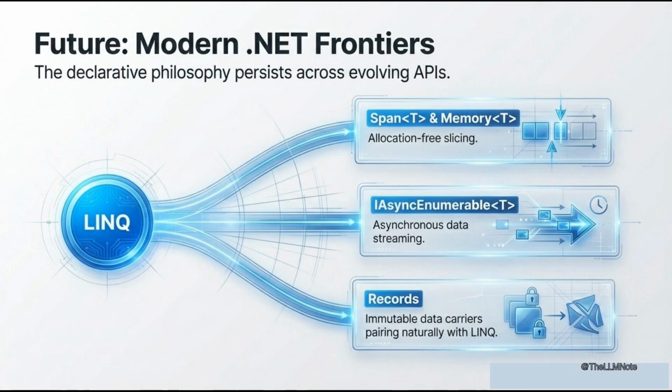This raises a critical question: future modern .NET frontiers. Span and Memory for allocation-free slicing. Async alongside async LINQ for streaming. Records as immutable data carriers that pair naturally with Select and Where. The declarative philosophy persists across evolving APIs.